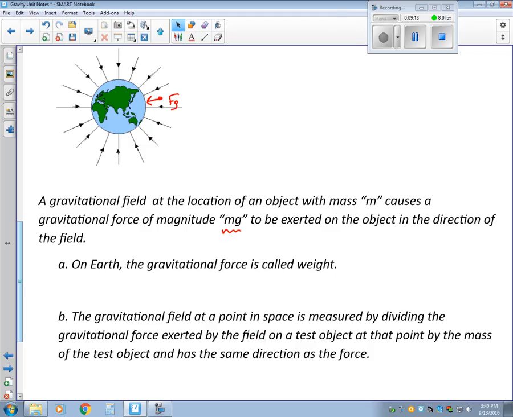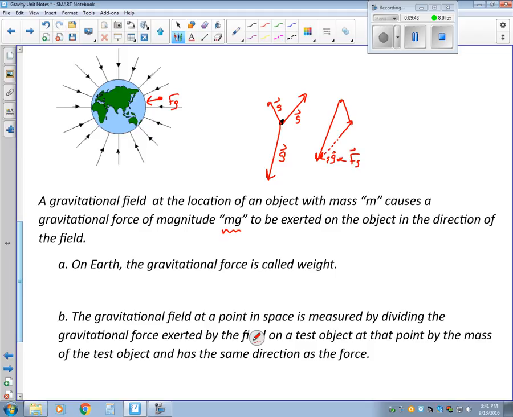So if I have an object, and let's say there are these gravitational fields. When I put these all head to tail, I see that the net gravitational field is pointing in that direction. So the gravitational force will be pointing in that direction. So if this were a satellite, that would be the direction that it would be pulled towards.